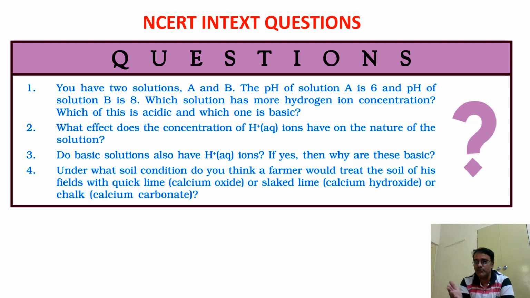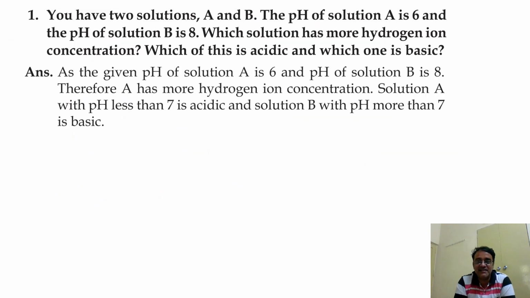So we know that a pH value less than 7 is acid, and a pH value more than 7 is base, and the acid produces more hydrogen ion concentration. The concentration of hydrogen ion in acid is more. So definitely the answer is 6, right? So the first answer is 6. And which of these is acid? The pH of solution A is 6, and which one is basic, that is pH of solution B is 8. That is, solution A is acid, solution B is basic.